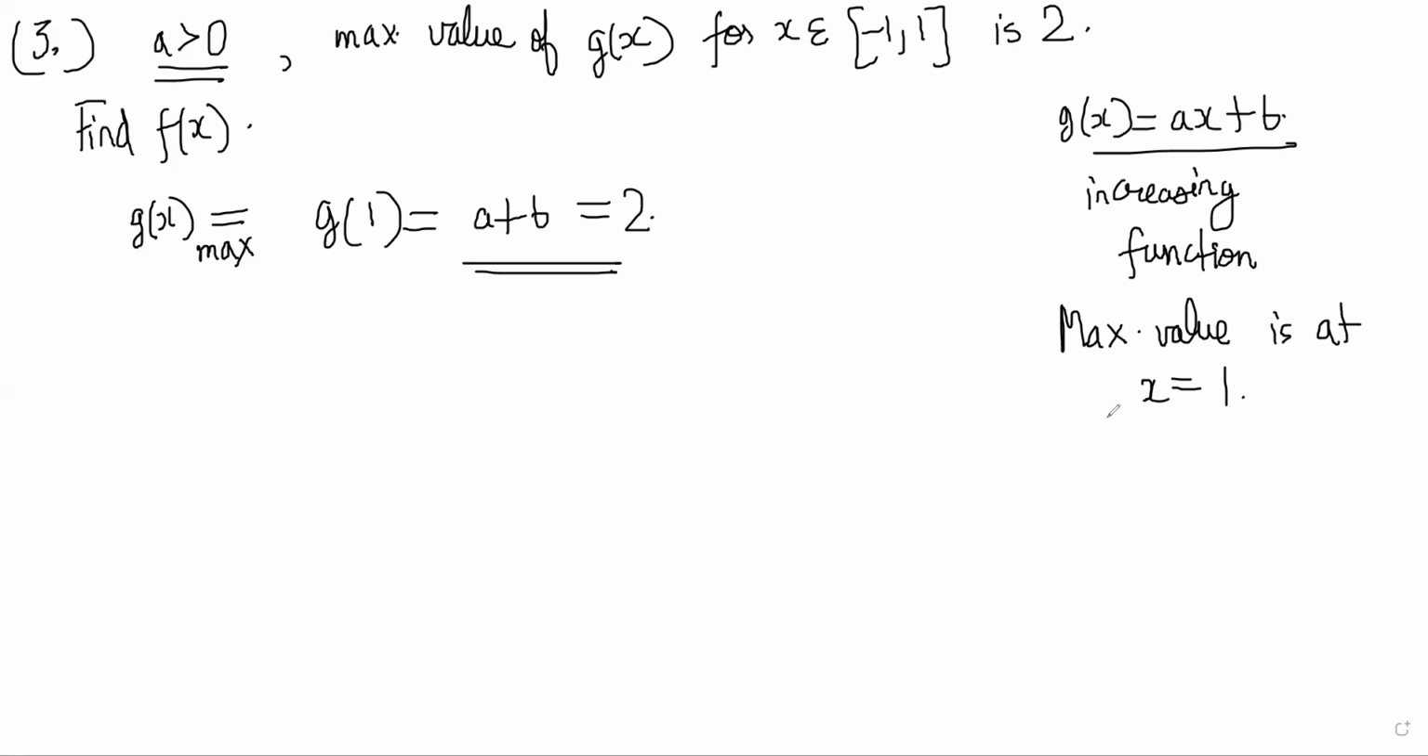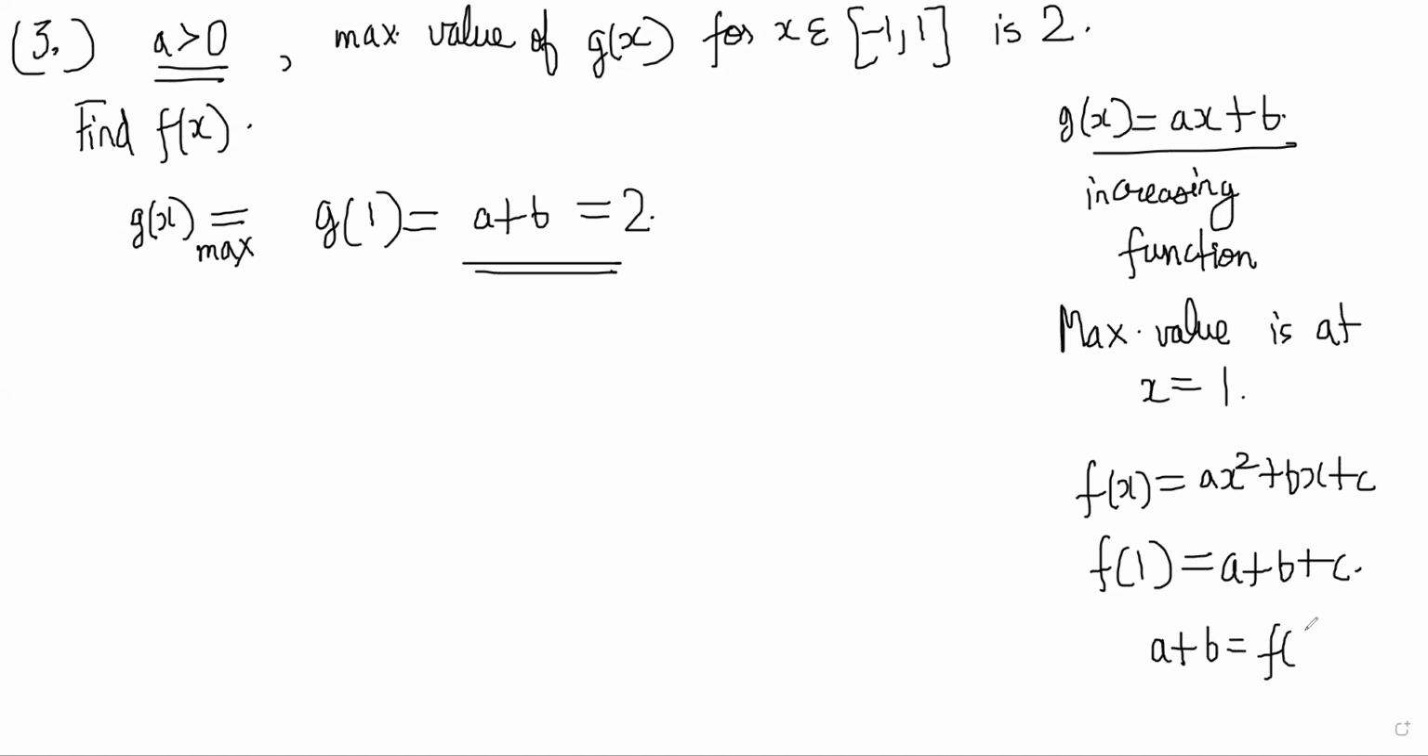And now if you think about it, f of x was ax squared plus bx plus c. So therefore, f of 1 is a plus b plus c. And therefore, a plus b is equal to f of 1 minus c, right? So we have 2 is equal to f of 1 minus c, right? Correct. And we have been given that mod of f of 1 is less than equal to 1, right?